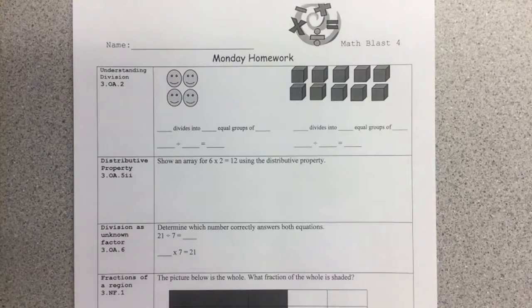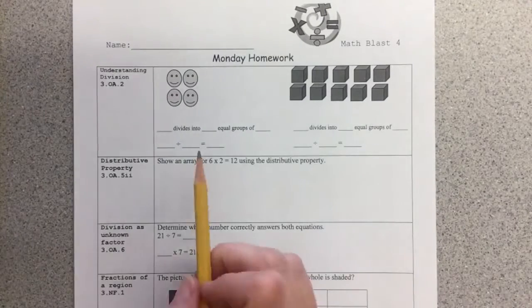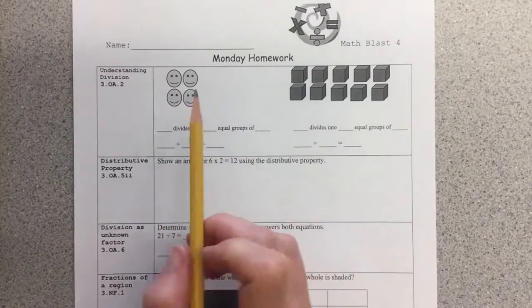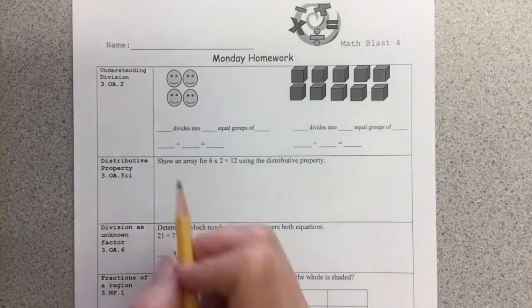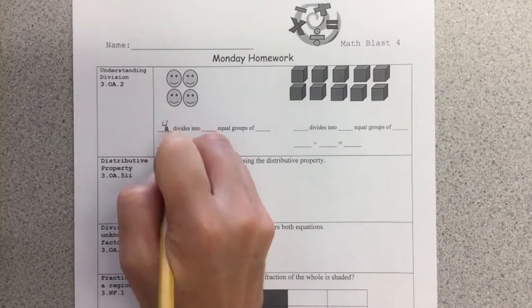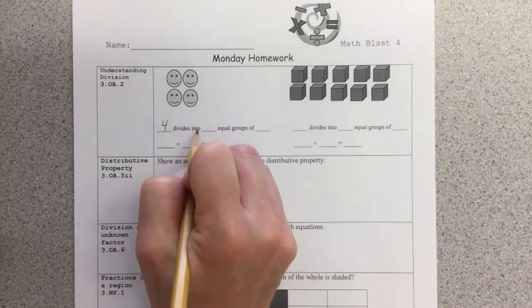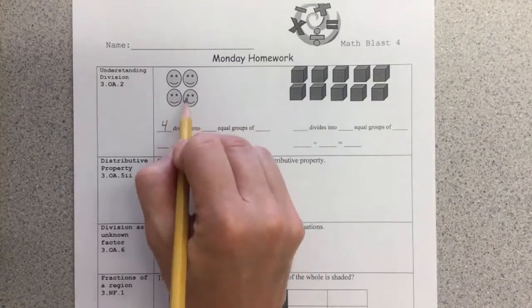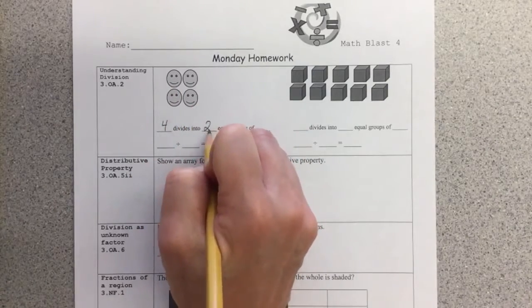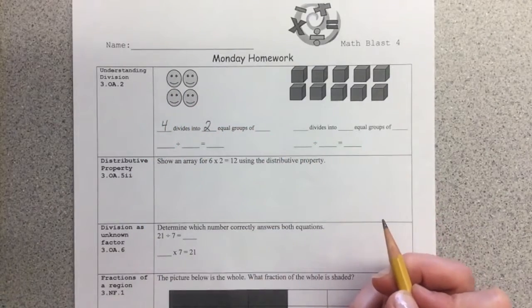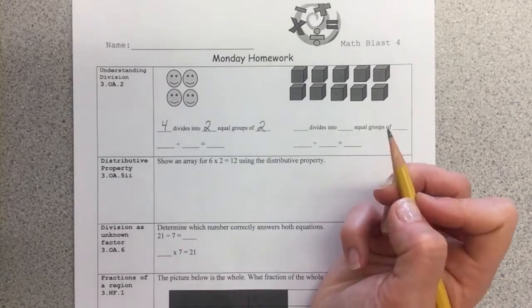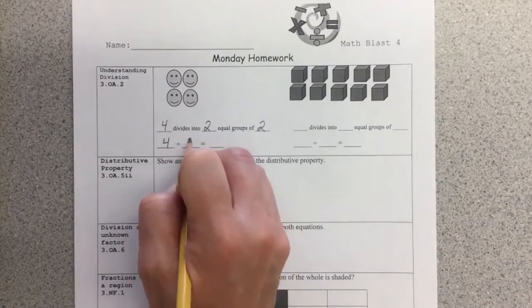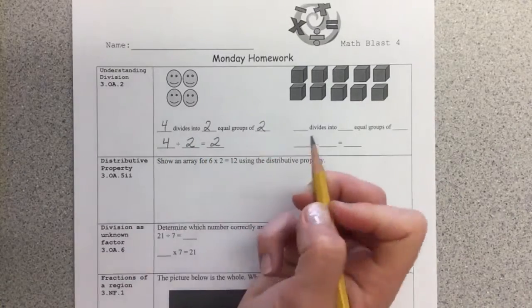Math Blast 4, Understanding Division. Here I need to fill in the blanks using the smiley face array. I notice that there are 4 total smiley faces, so those 4 faces divide into 2 rows. My rows are my equal groups, so we'll say 4 divides into 2 equal groups of 2 in each of those groups. So 4 divided by 2 equals 2.